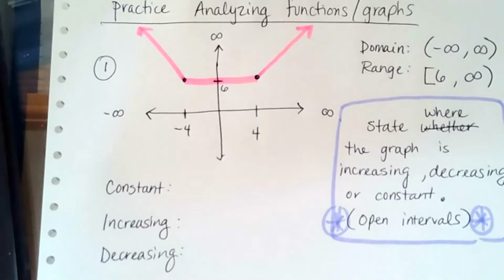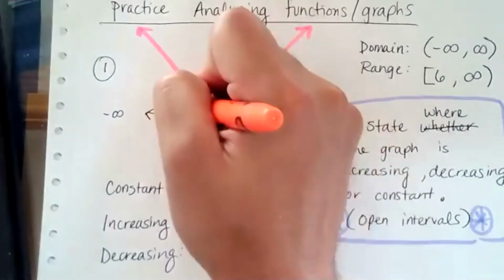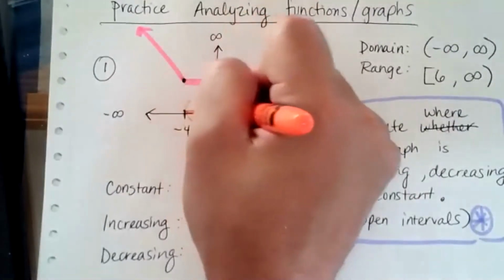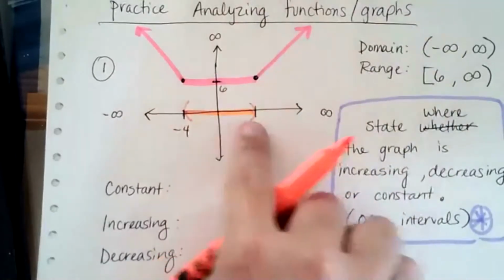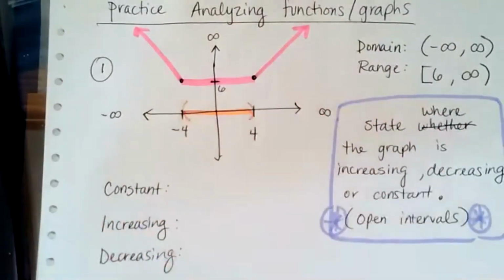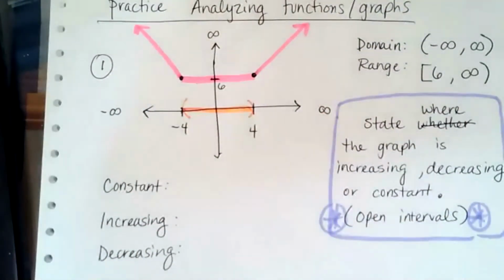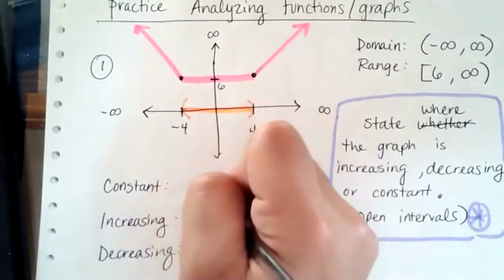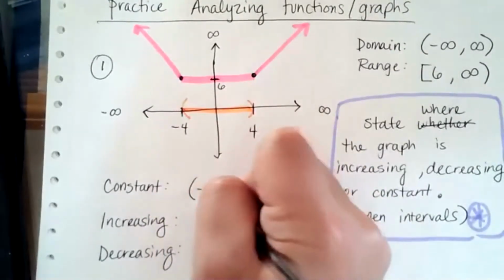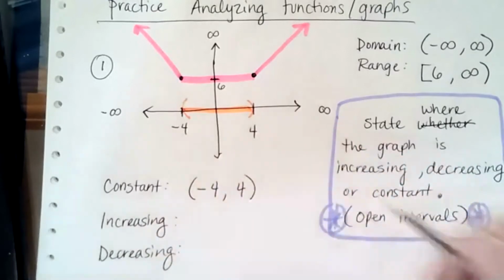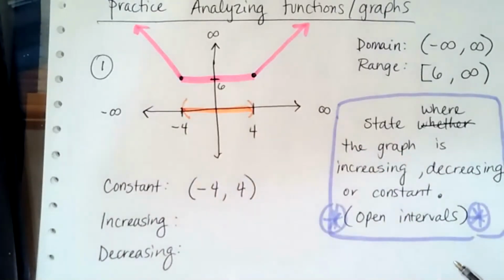-4 and 4. Yeah, exactly. So it's just this region right here between -4 and 4, because if we look up at the graph, it's flat there, or as flat as I could get it. So we're just going to use parentheses to say that this graph is constant between -4 and 4. Does anybody have any questions about that? Cool.